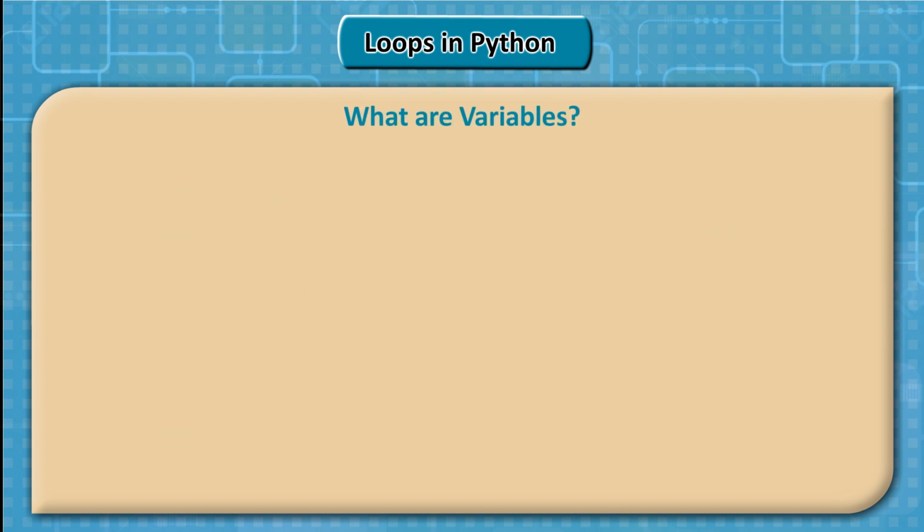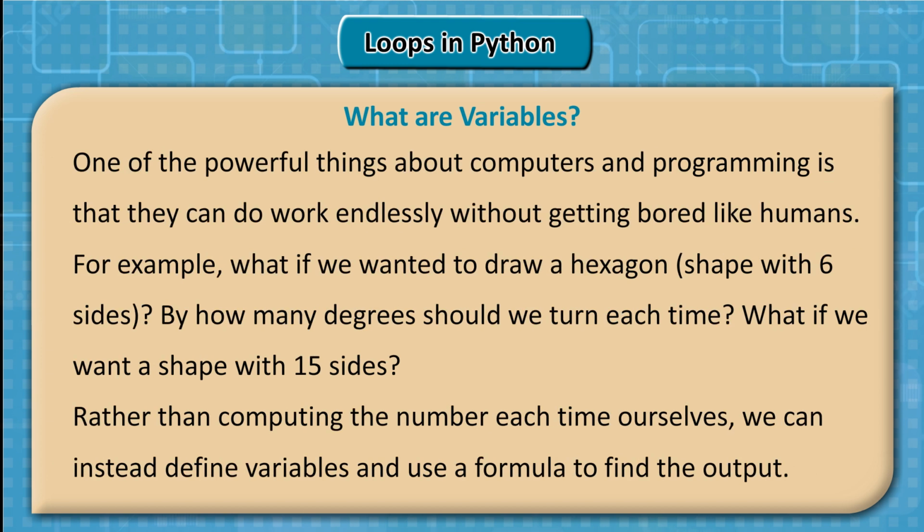What are variables? One of the powerful things about computers and programming is that they can do work endlessly without getting bored like humans. For example, what if we wanted to draw a hexagon shape with 6 sides? By how many degrees should we turn each time? What if we want a shape with 15 sides?